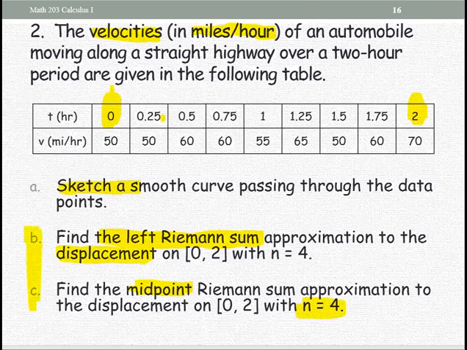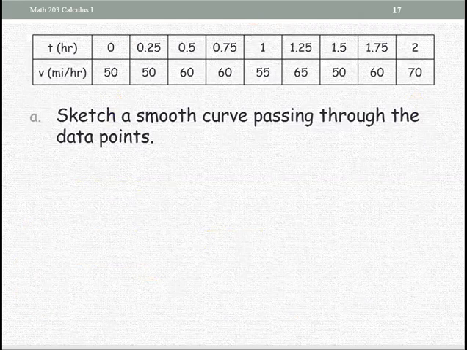So parts B and C, the whole idea is to find the approximation of the displacement from 0 to 2 with the same number of subintervals. And from the data provided, we have 9 data points. First of all, let's sketch a graph, and we can use the graph in part A to set up the approximation in parts B and C using either the left or the midpoint approximation.